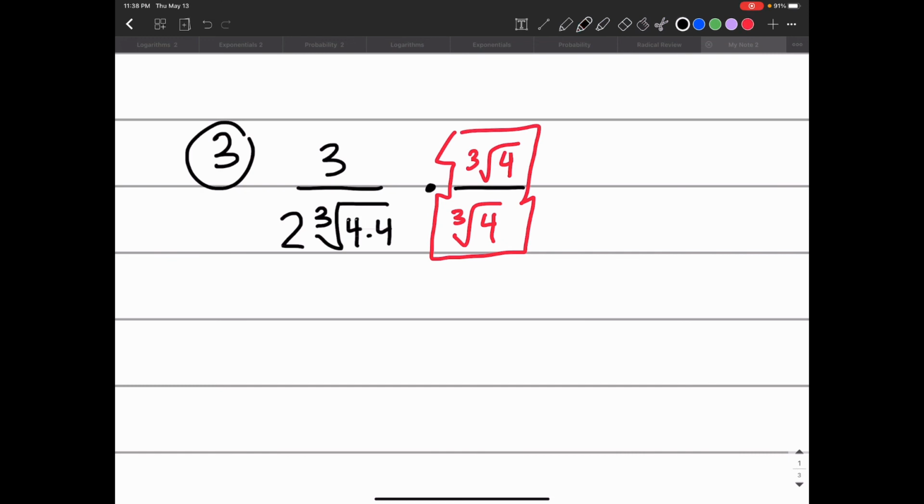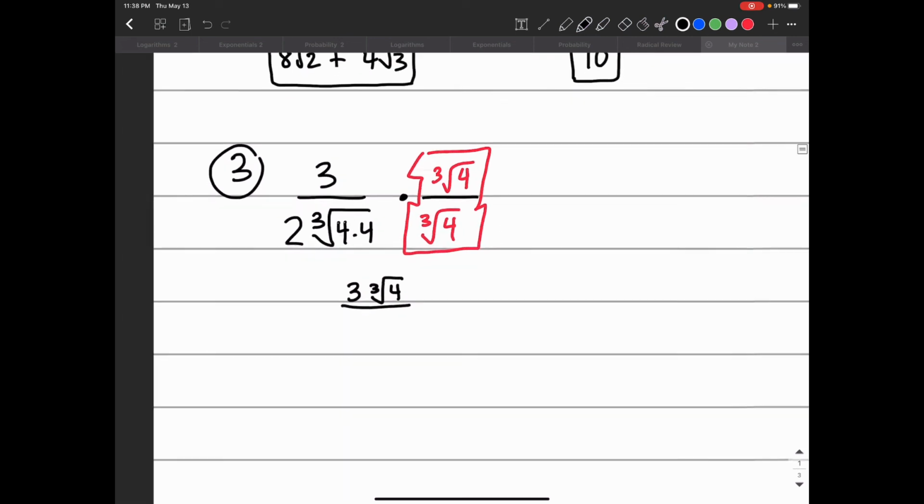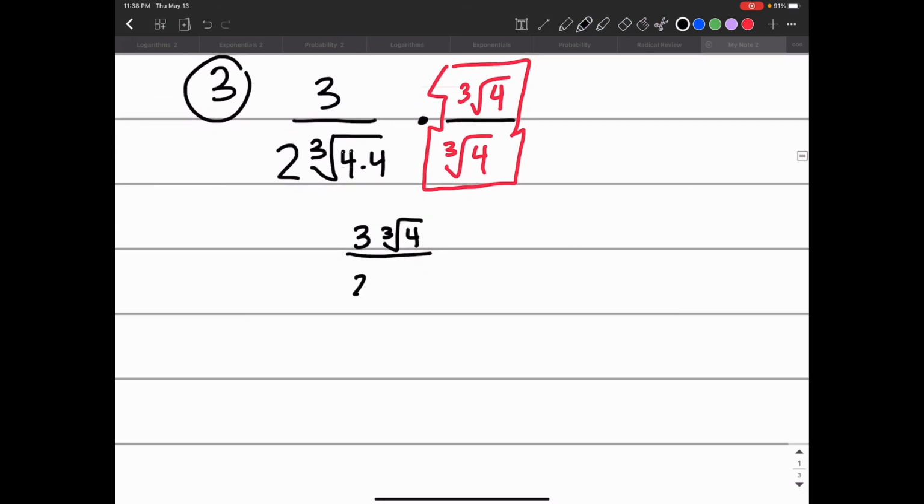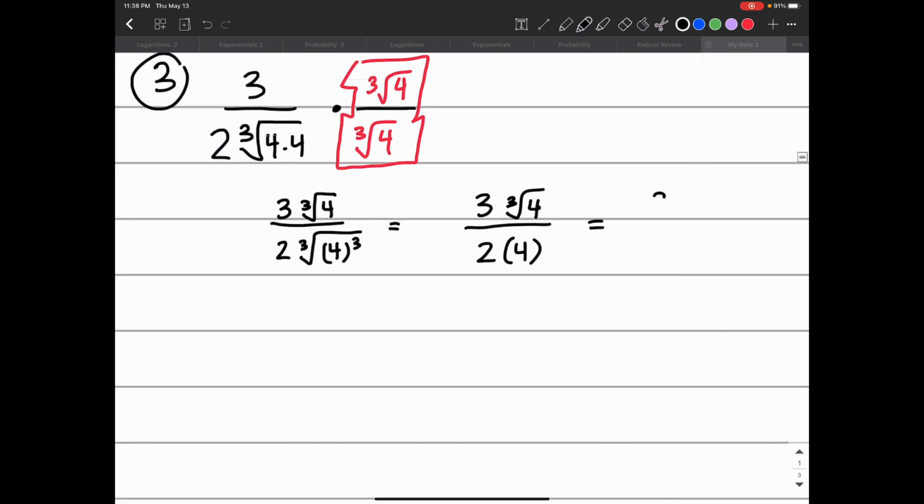I'm going to end up with 3 times the cubed root of 4 all over 2 times the cubed root of 4 cubed, which gives me 3 cubed root of 4 all over 2 times 4, which is my final answer: 3 cubed root of 4 all over 8. And that's my final answer.